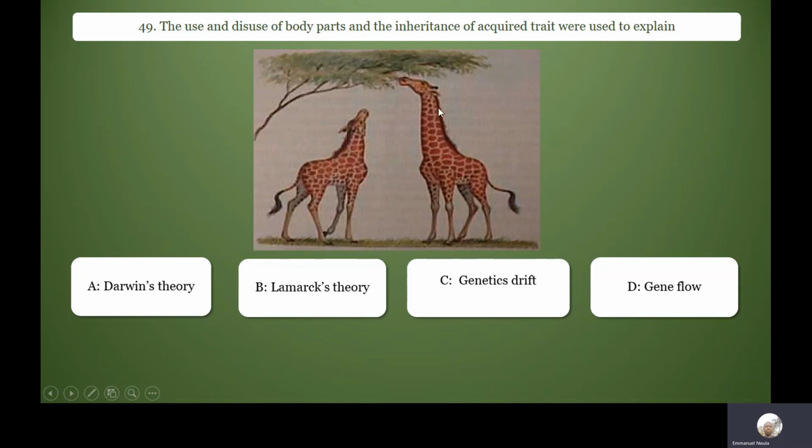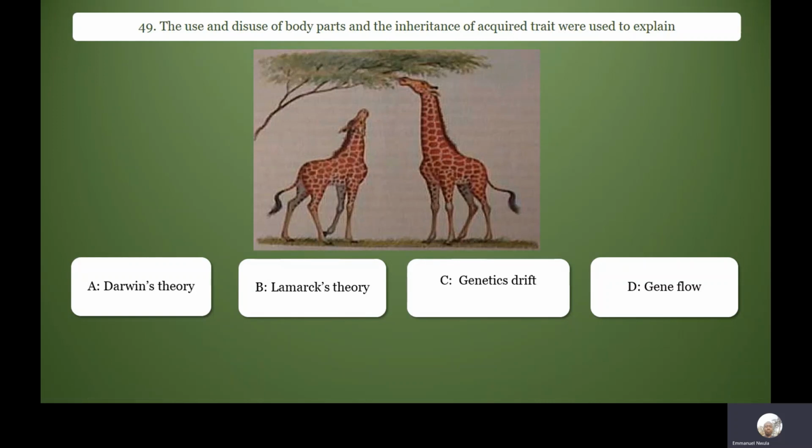Of course, he used the giraffe. The reason why modern day giraffes have long necks is that at a point they were stretching their necks to get leaves from trees. As a result of stretching, their necks developed and became longer, and they passed on the long neck to their offspring. That's Lamarck's theory of use and disuse.